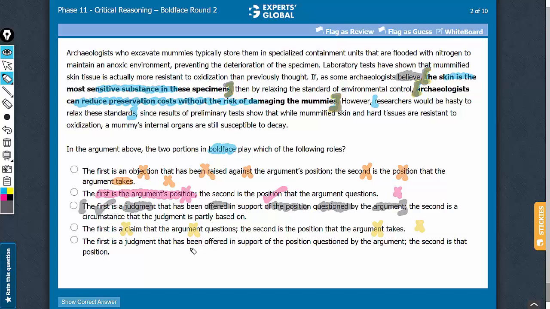See, in answer choice E also, the first part is the same, and therefore it is about the second part here. Answer choice E is correct in suggesting that the second boldface is that position. Which position? The position that has been questioned by the argument. So answer choice E is absolutely correct. Answer choice C is incorrect in suggesting that the second is a circumstance that the judgment is partly based on. It's not that this judgment here is based on the second boldface here, which is what answer choice C says. So C should be eliminated.